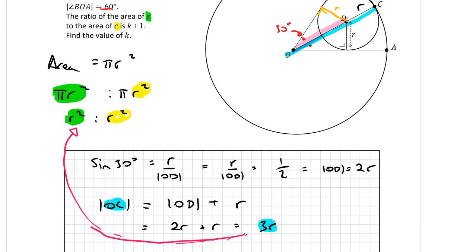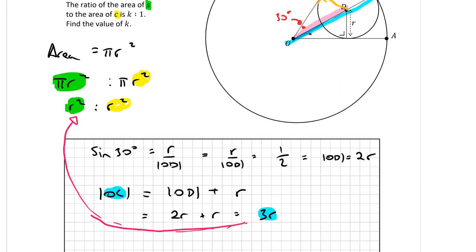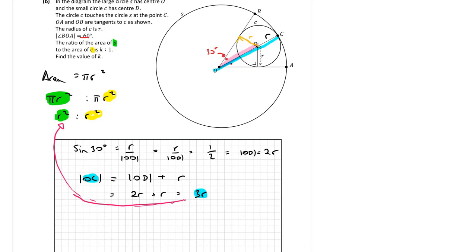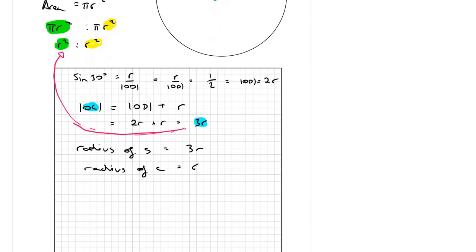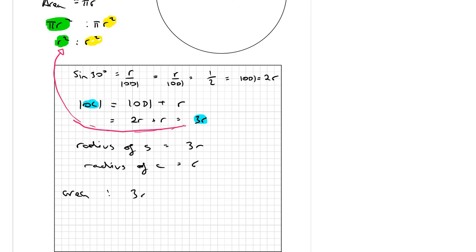And if I go back up here, the ratio of the area of the circles is just the ratio of the radius of the two circles squared. So we're going to have the radius of S is 3 OR, the radius of C is OR, so therefore the area is going to be 3 OR squared to OR squared, which is 9 OR squared compared to OR squared. So that's a ratio, taking OR squared out of it, of 9 to 1. So therefore the value of k is 9.